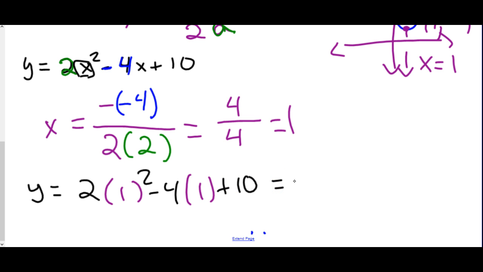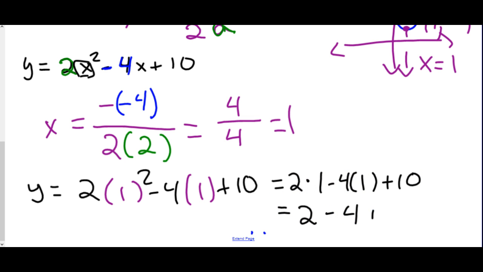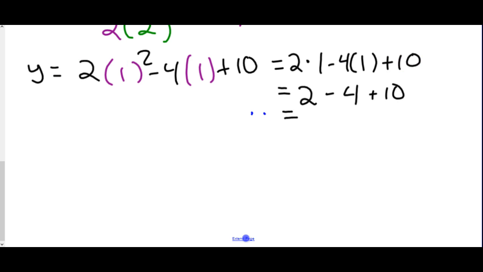And now we simplify this. 1 squared is 1. So we'll have 2 times 1 minus 4 times 1 plus 10. We do our multiplication next. 2 times 1 is 2. 4 times 1 is 4 plus 10. And then going left to right, we subtract and add. 2 minus 4 is negative 2. We still have our plus 10. Negative 2 plus 10 is positive 8.